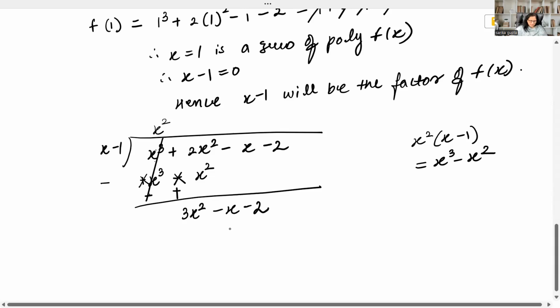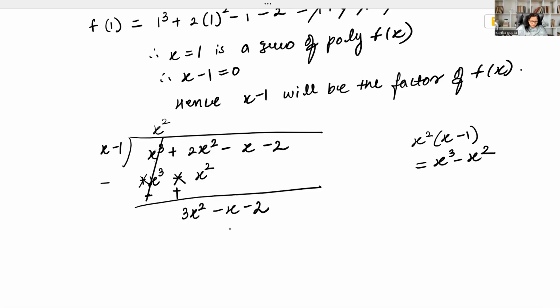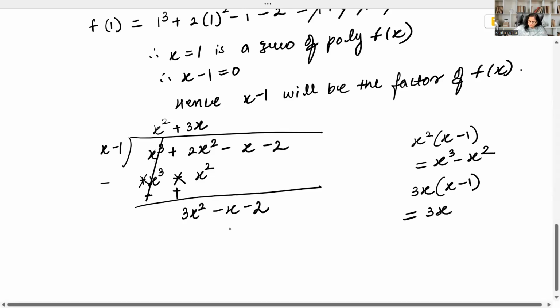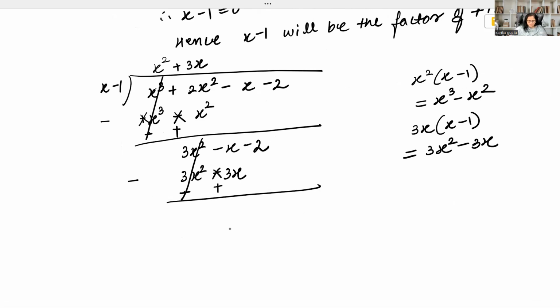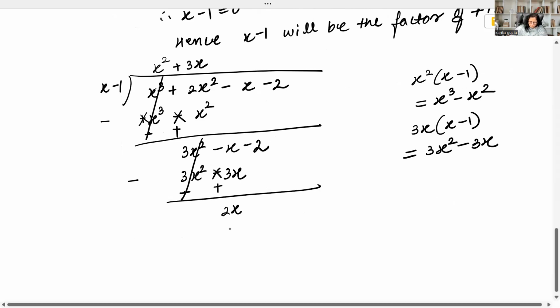Again the same step. We have to obtain 3x square using this x, the first term of the divisor. So we have to select plus 3x in the quotient, but obviously plus 3x will multiply the entire divisor. So the expression obtained would be 3x square plus 3x. Again perform the next step of the division, that is the subtraction. Signs will be changed. Plus 3x square minus 3x square will cancel out each other. Minus x plus 3x will be 2x minus 2.